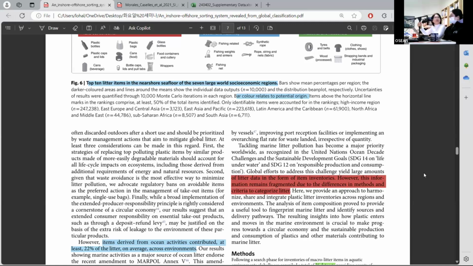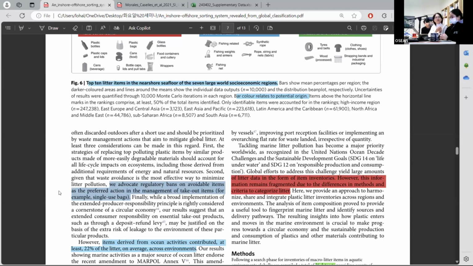I'd like to add one point. The ninth line: we advocate regulatory bans on avoidable items as the preferred action in the management of takeout items. In this paper, they mentioned other actions, but we should focus on the regulatory ban on these items. That is very important, I thought, when I read this paper. After use, we focused a lot on regulation or management, but from the beginning, from the line, we don't use many plastics like that. So that point impressed me a lot.